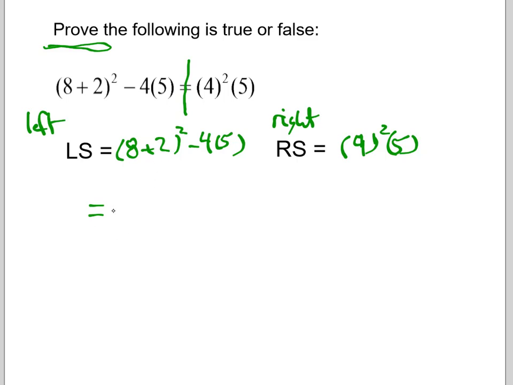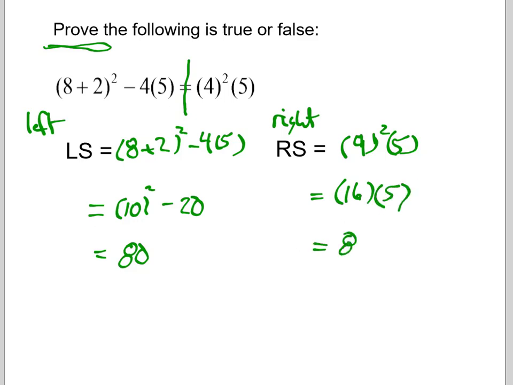So if I do my brackets here, I've got 8 plus 2 is 10 all squared. 4 times 5 is 20. And then 10 squared is 100, minus 20 is 80. Now if I can make the right-hand side equal to 80, then I've proven that this statement is true. It's equal and it's true. So that's the goal. So if we look here, this is 4 squared, so that's 16. 16 times 5 is 80, and we have the same value, so therefore left side equals right side, and we have done our first proof.